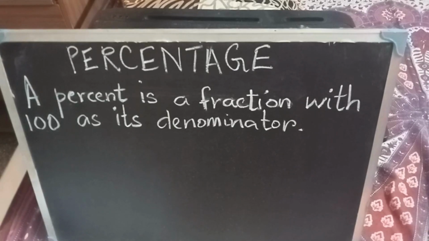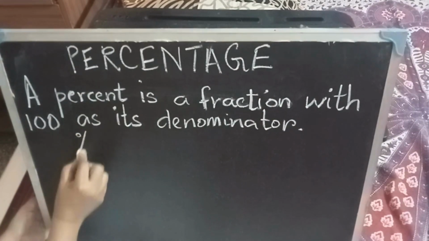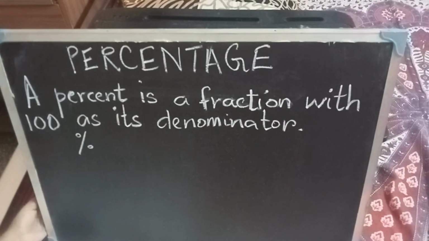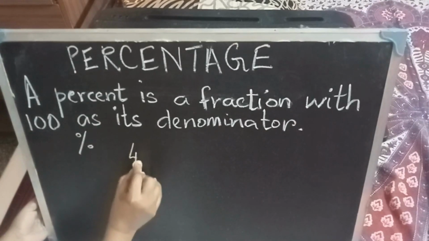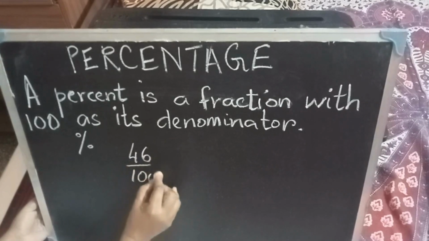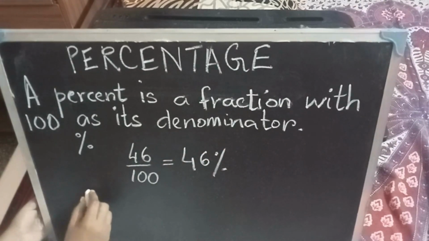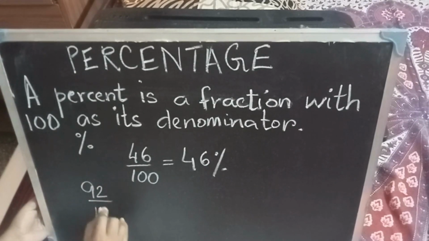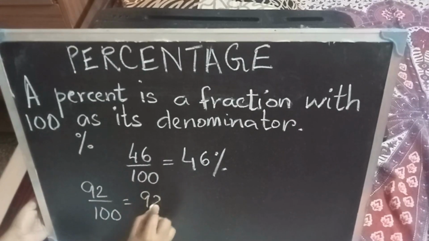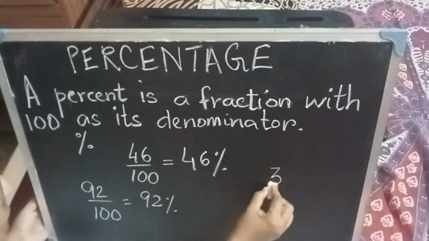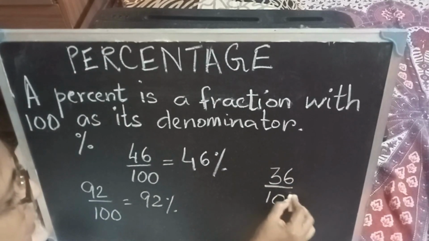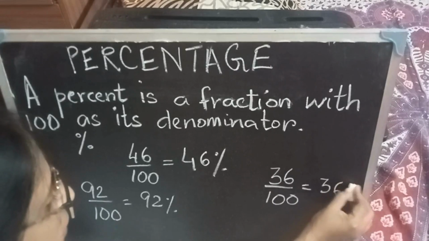About percentage. A percent is a fraction with 100 as its denominator. A percentage is always denoted by the symbol %. So, for example, 46 upon 100 is equal to 46%. 92 upon 100 is equal to 92%. 36 upon 100 is equal to 36%.